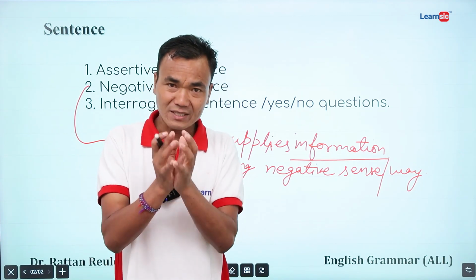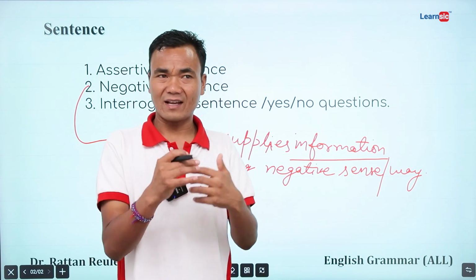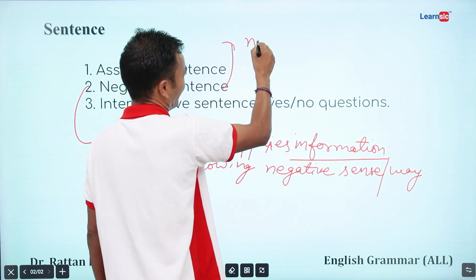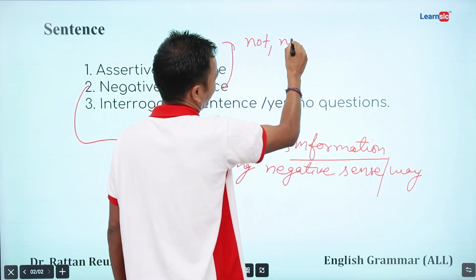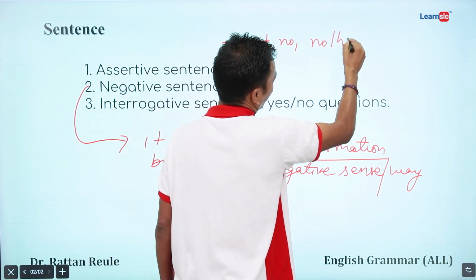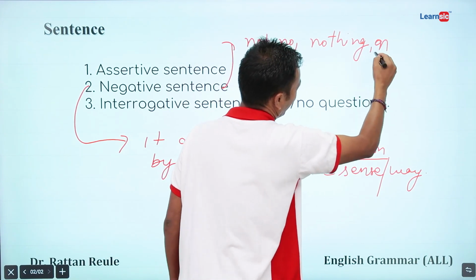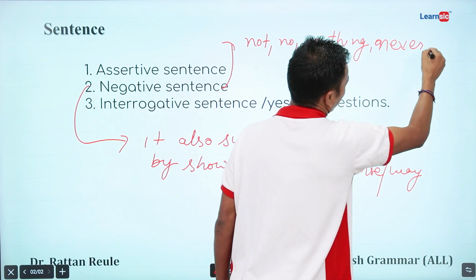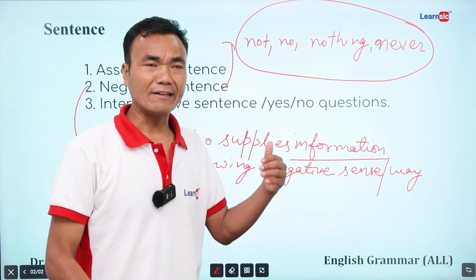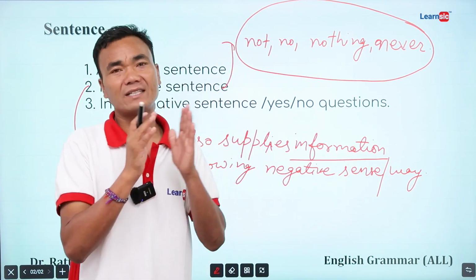A negative sentence means we are using negative words like not, no, never, right? These kinds of words are applied there: no, not, nothing, never. By using these and some other negative words, we are making negative sentences.